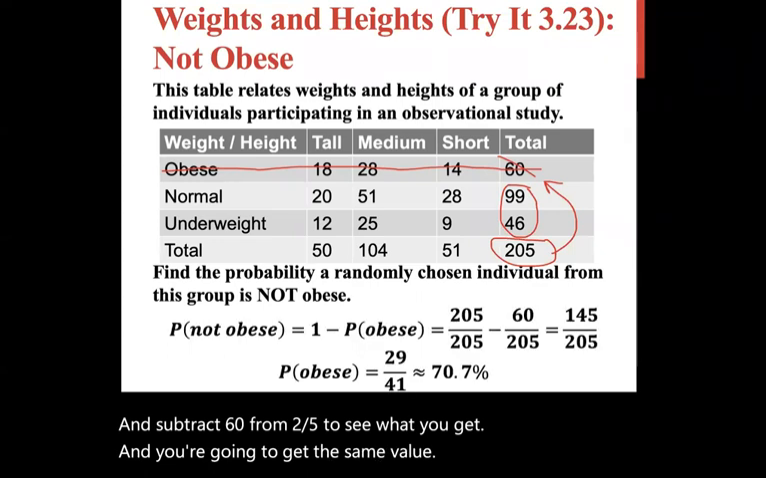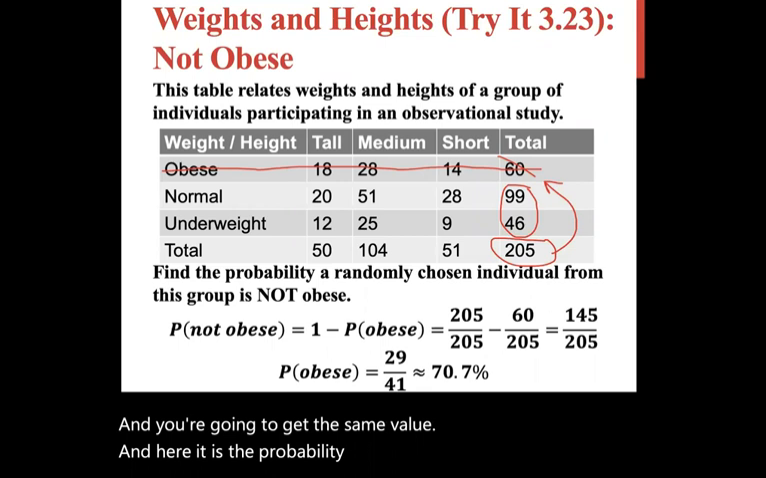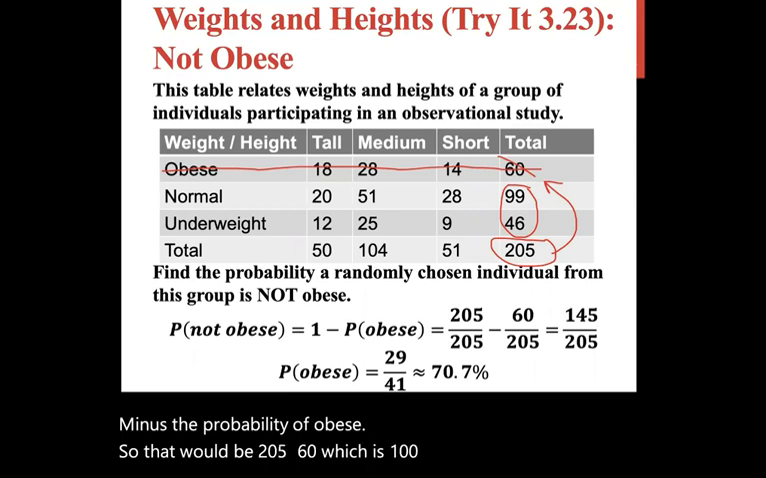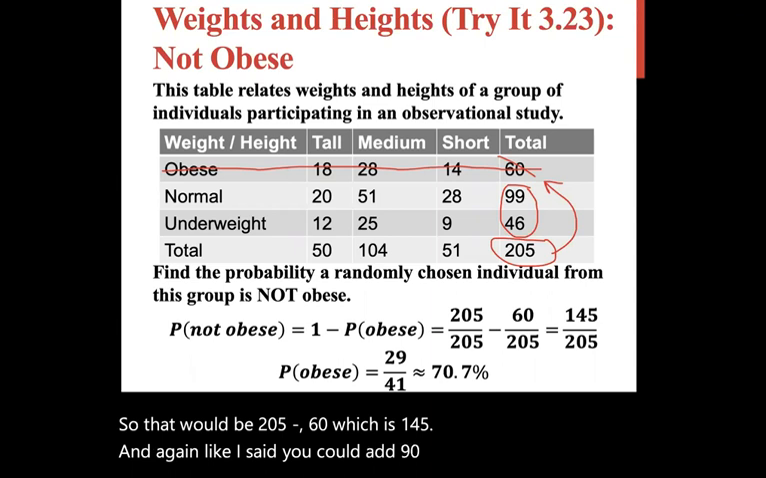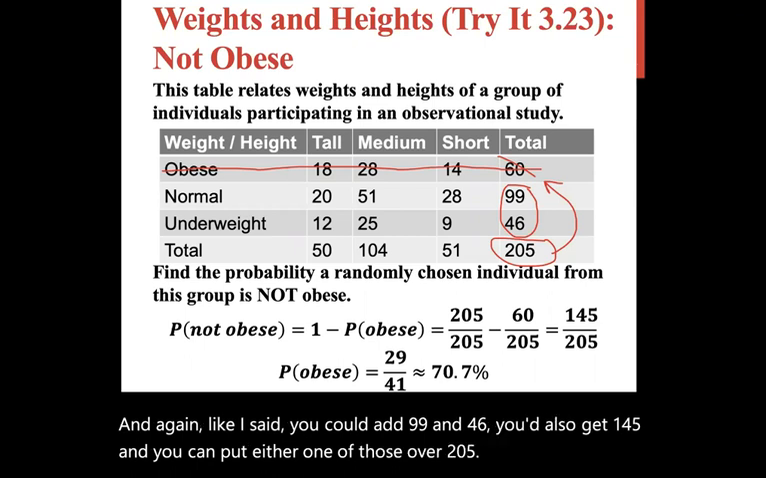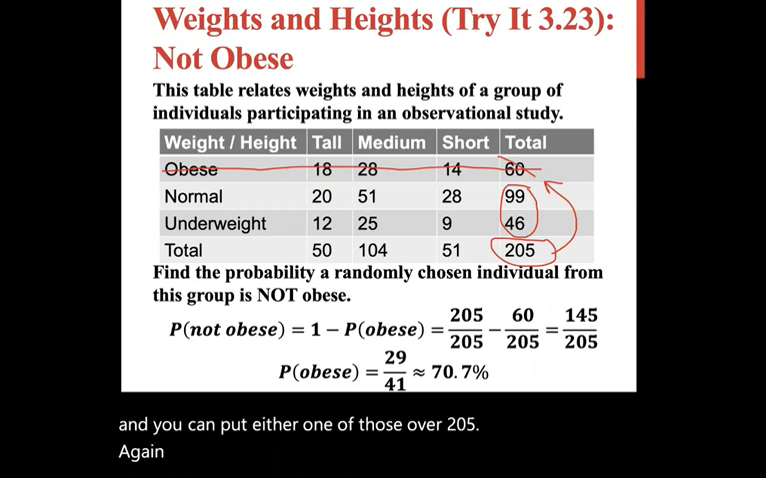And here it is. The probability of not obese is equal to 1, which is everything, minus the probability of obese. So that would be 205 minus 60, which is 145. And again, like I said, you could add 99 and 46. You'd also get 145. And you can put either one of those over 205. Again, you have a proper fraction that's between 0 and 1. So we know our calculation is good.